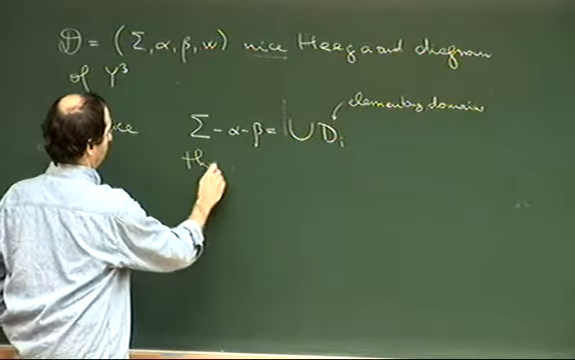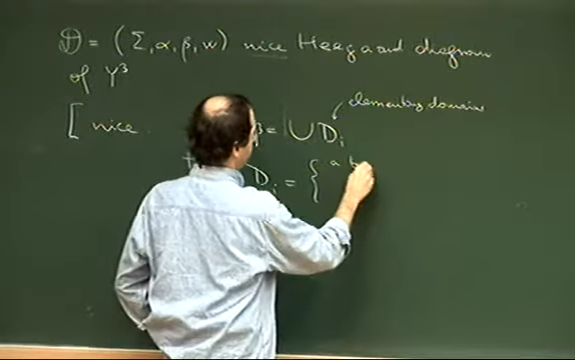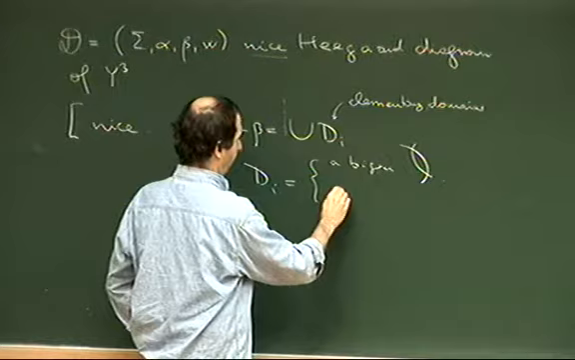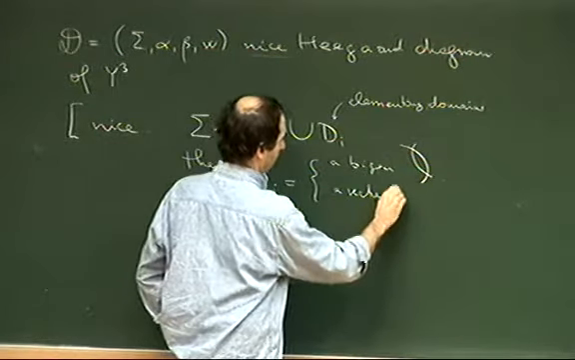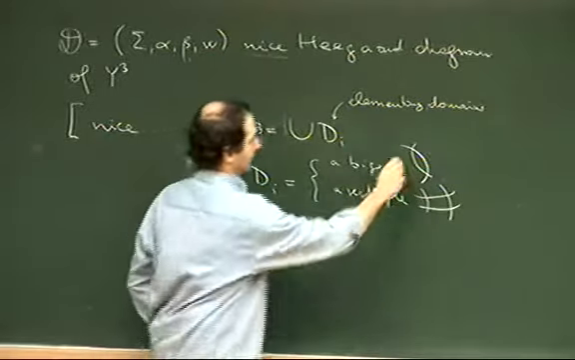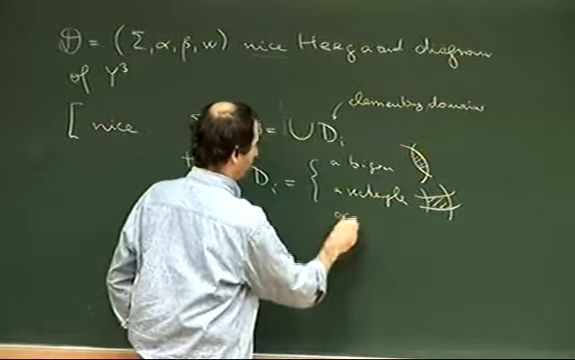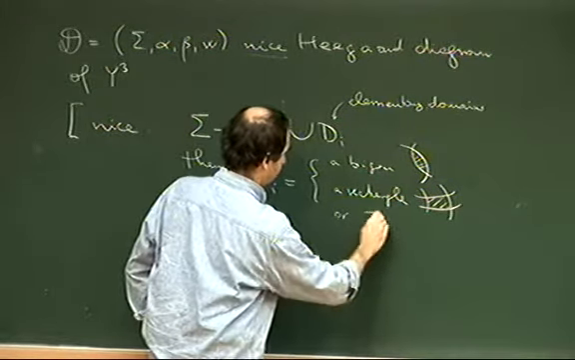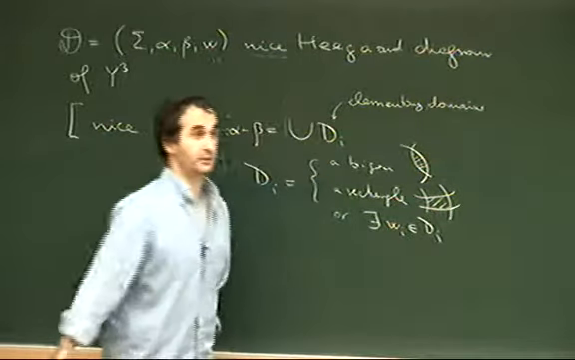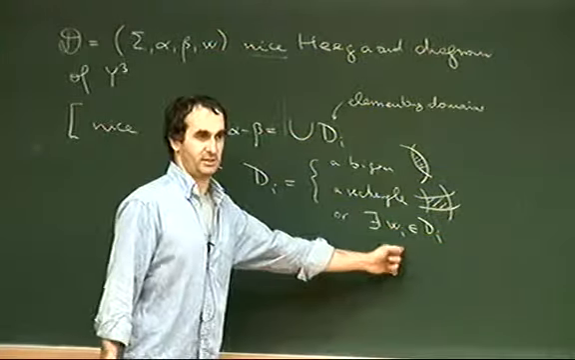Then D_I is either a bigon, so it looks like this, or a rectangle, so it looks like that. You see, and there is nothing in here. Or there is a W_I which is in D_I. So either a rectangle or a bigon, or it contains a base point.